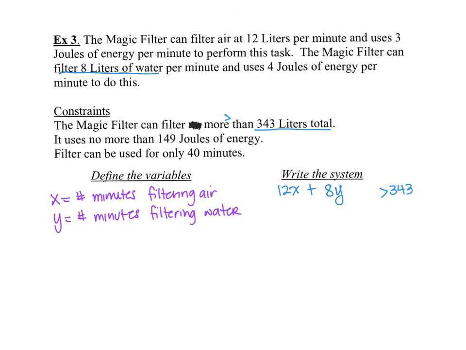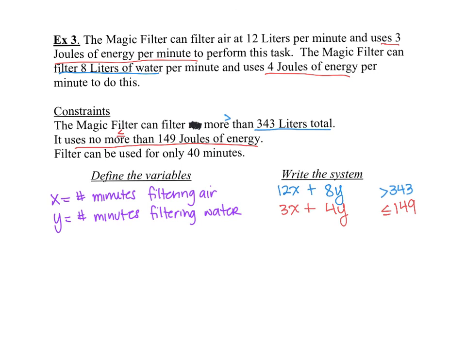Okay, the next constraint: it uses no more than 149 joules of energy. So if it's not more than 149, it could be less than 149. It could be equal to 149. Now I'm looking at the joules used based on the number of minutes filtering air and the number of minutes filtering water. So where is joules? The air is at 3 joules per minute, so 3x. And then the water is 4 joules per minute, so 4y. This is my second constraint.